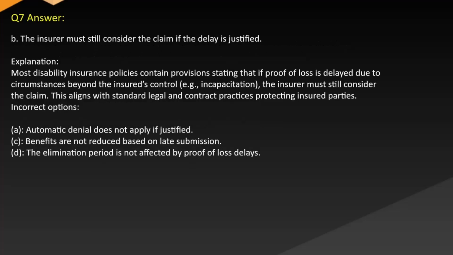Answer. B. The insurer must still consider the claim if the delay is justified. Explanation. Most disability insurance policies contain provisions stating that if proof of loss is delayed due to circumstances beyond the insured's control, e.g. incapacitation, the insurer must still consider the claim. This aligns with standard legal and contract practices protecting insured parties. Incorrect options. A. Automatic denial does not apply if justified. C. Benefits are not reduced based on late submission. D. The elimination period is not affected by proof of loss delays.